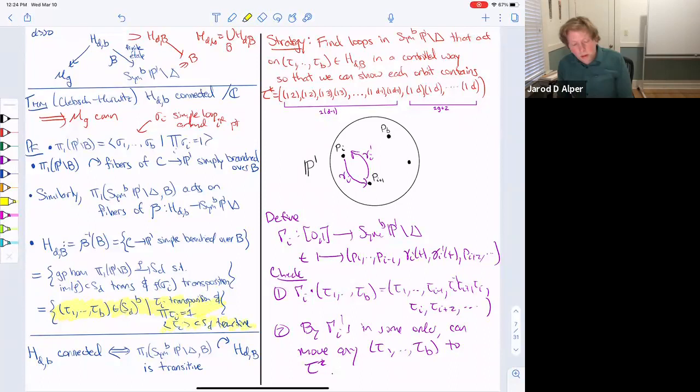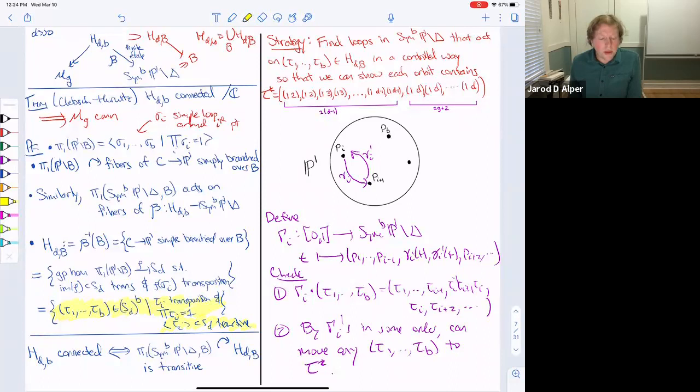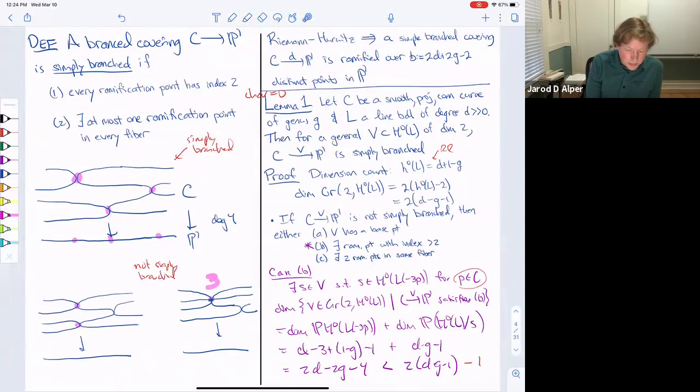More simply, why are they transpositions? Well, I think the idea is that it's a simply branched cover. If you had a different type of branching, like in these cases, this would be a product of two transpositions, and here it might be a three-cycle. But I think you just have to check that directly. I don't have any other words of wisdom.